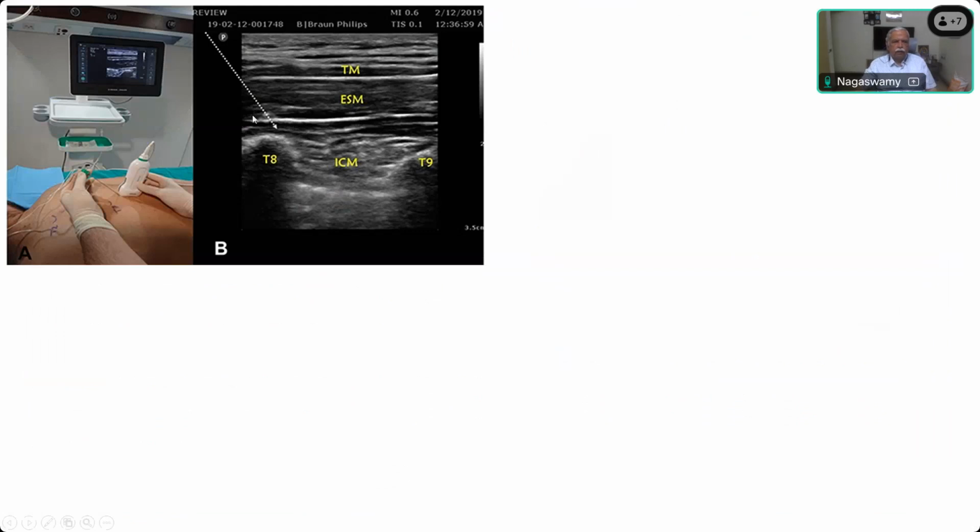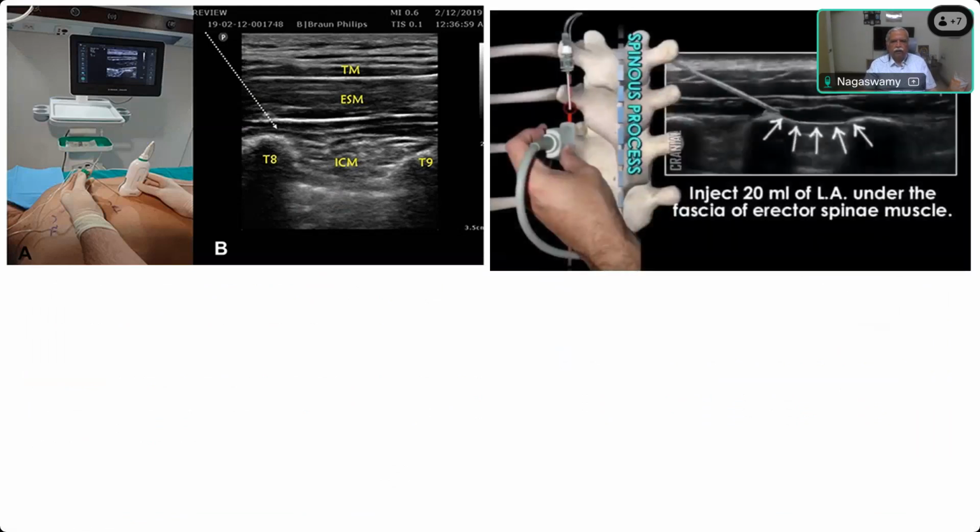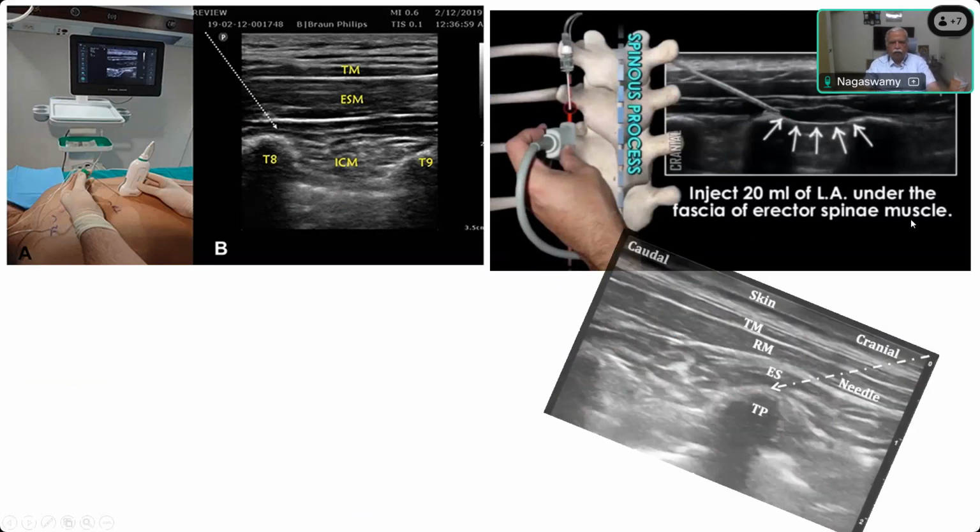What people usually do is go and hit the transverse process of T8 or T9, withdraw, and locate the needle in the area below the erector spinae muscle. Okay. So that's how the whole thing is done. This picture may sometimes be given in the OSCE for you to identify. So please remember that. And the volume you have to inject is about 20 ml of local anesthetic under the fascia of erector spinae muscle. So this is how the whole thing is done.